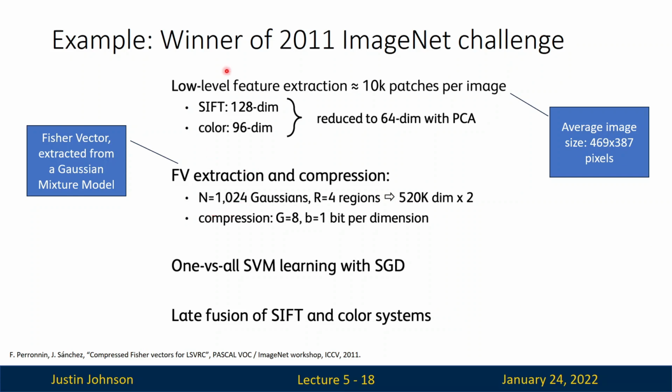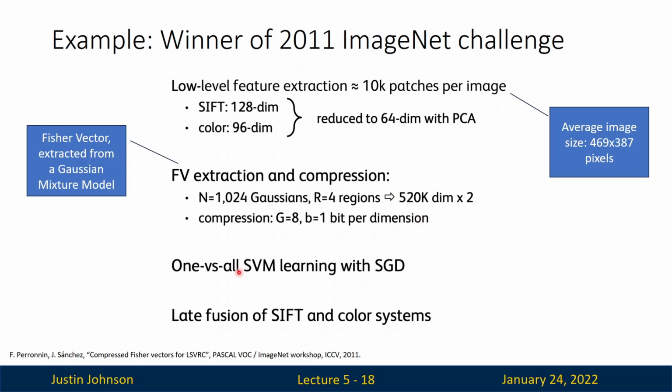So the winner used 1024 Gaussian distributions to model just one image. Since the dimension of one feature is 64 already, you can see the dimension of the feature extracted from just one image is around 525K. So it is a very, very long feature vector.